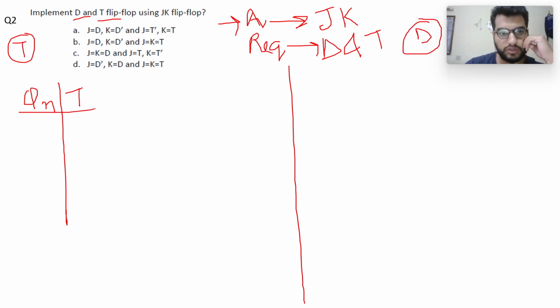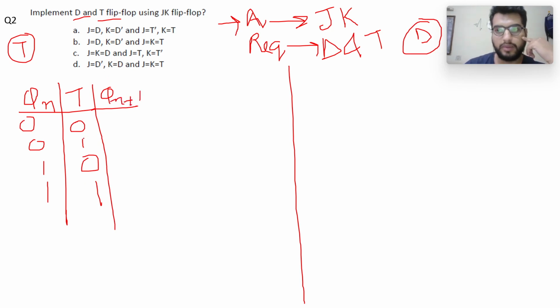Qn and T. So we have 0 0, 0 1, 1 0, and 1 1, and Qn plus 1 is equal to, so whenever the T is 1, my next state will be toggle. So here it's 0, it will remain at 0, it will remain at 1. So at 1 it will toggle, and at 1 it will toggle. So this is my characteristics table.